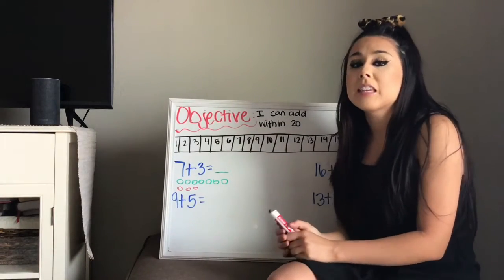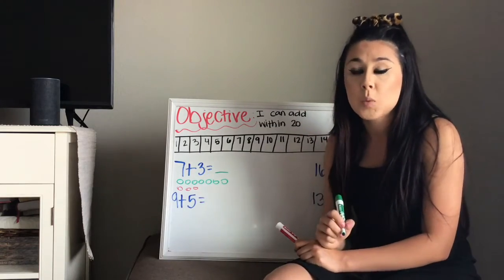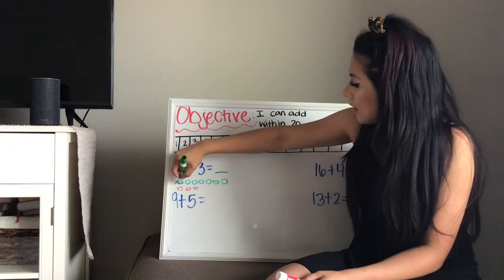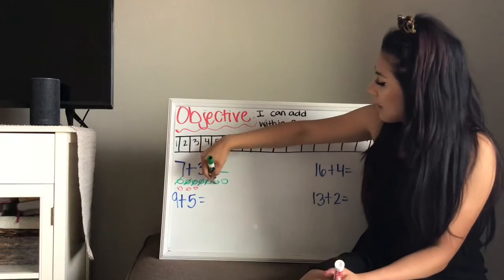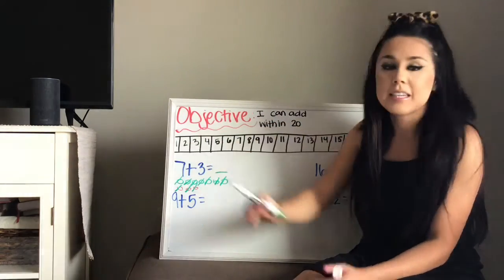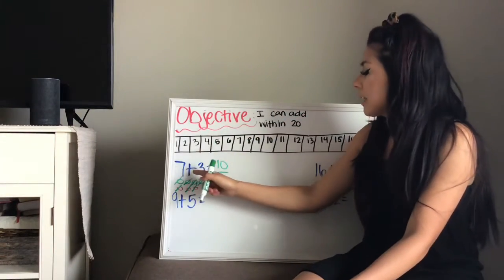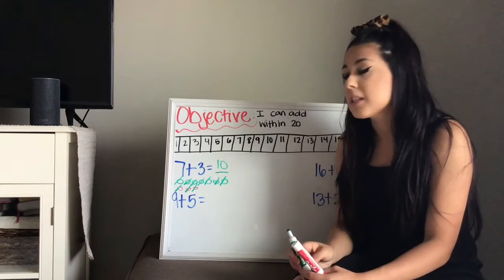So now I'm going to add these two together. I'm going to count slowly, carefully. I'm going to cross off each one that I count. Go ahead and count with me. 1, 2, 3, 4, 5, 6, 7, 8, 9, 10. 10 is my answer. So 7 plus 3 equals 10. Perfect. Let's go ahead and work on the next one together.